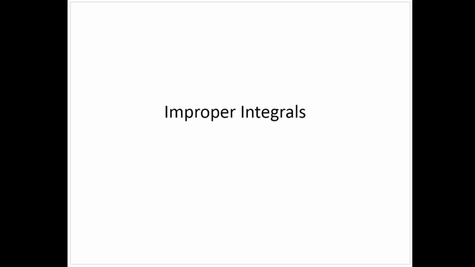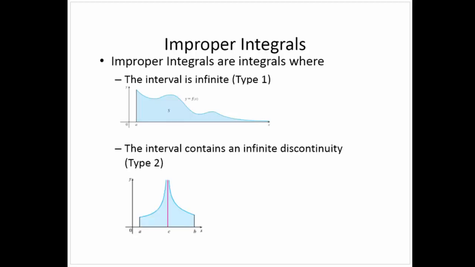Improper integrals. Improper integrals are integrals where, in the first case, what we call type 1, the interval is infinite. So notice that we have this integral here, and if we were to write that symbolically, we would have the integral from, say, a to infinity of f of x with respect to x. So this is an infinite integral. All right, and so that's our first type of an improper integral.